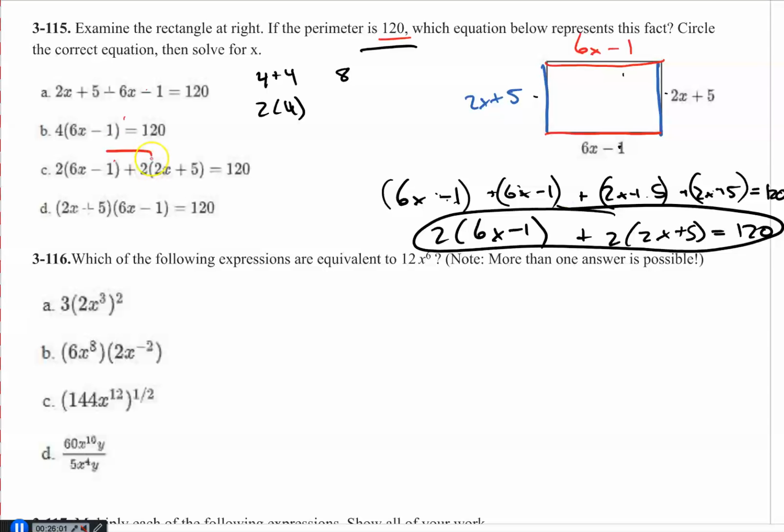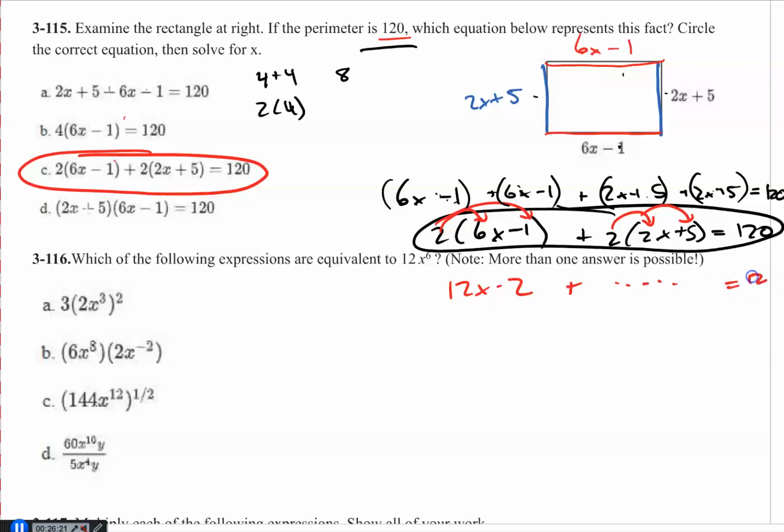So as you can see, the answer is going to be C, I think. Let's see, double check. Yes. Alright, so that's our equation. Now I'll leave it up to you to solve for x. And the hint is distribute the 2, 12x minus 2 plus dot dot dot equals 120. So solve for x, see what x is.